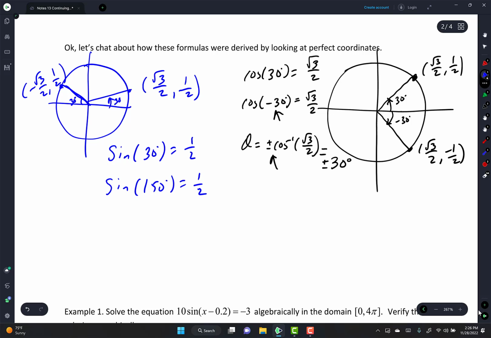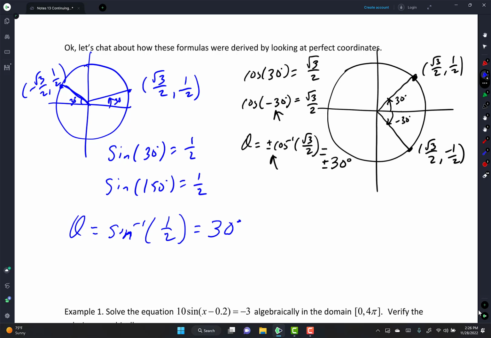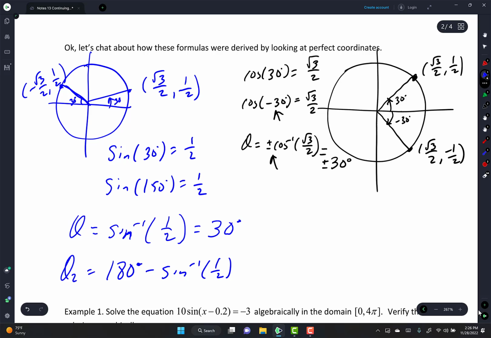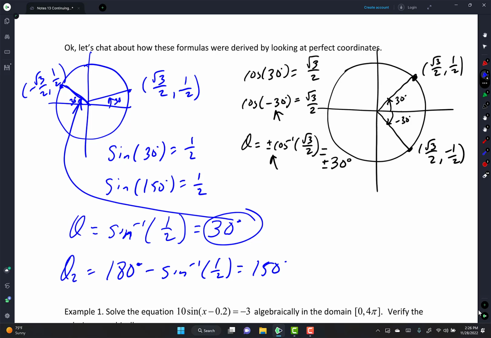But no matter how many times I type into my calculator, arc sine of a half, my calculator will always spit out 30 degrees. But I know that 150 is an answer. So how do I get the 150? Well, you get the 150 by just going 180 minus arc sine of a half, and that will give me that 150. But why? Because notice, guys, that this is actually my reference angle in quadrant 2, and 180 minus that 30 will give me that 150.